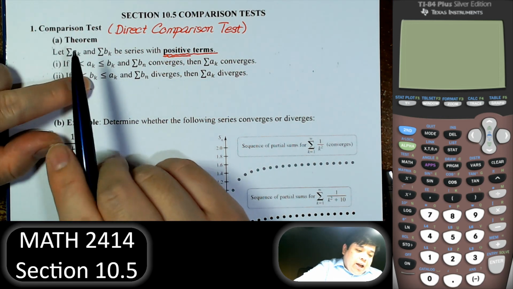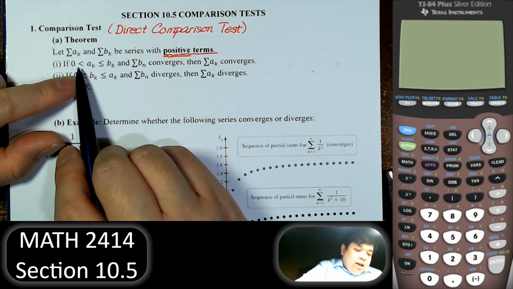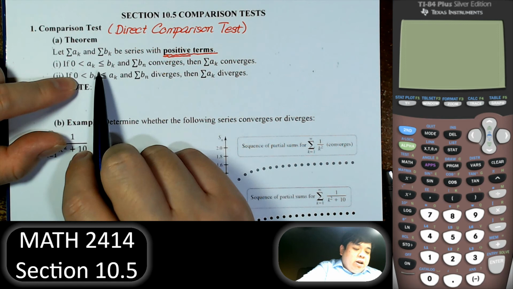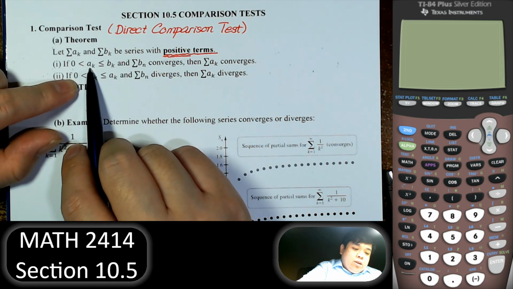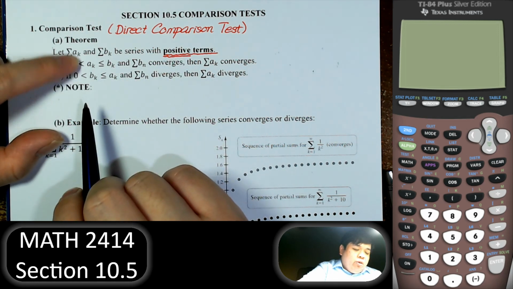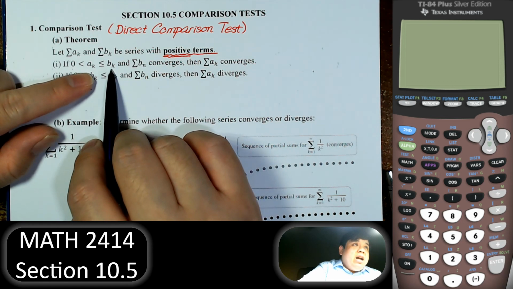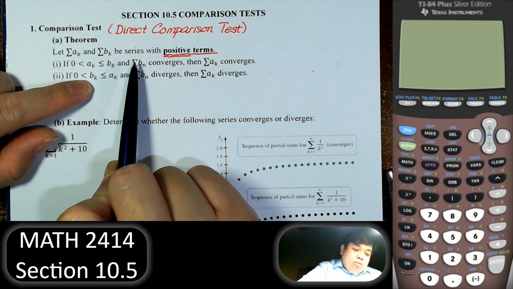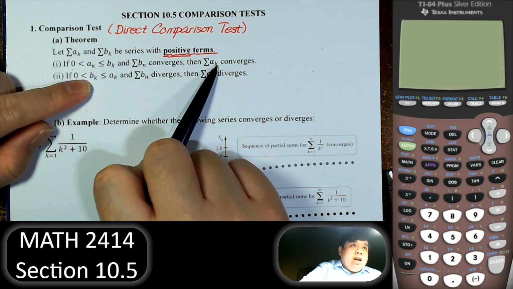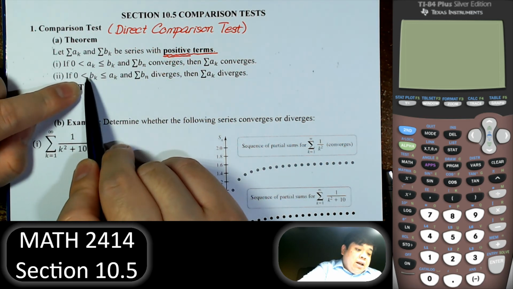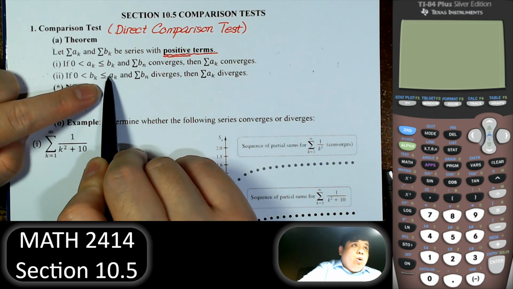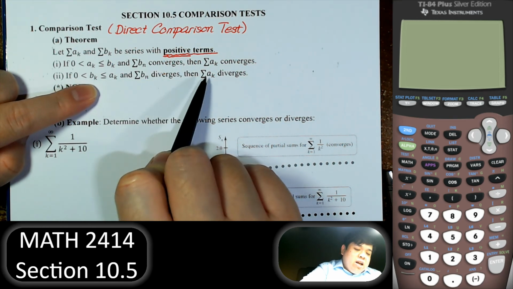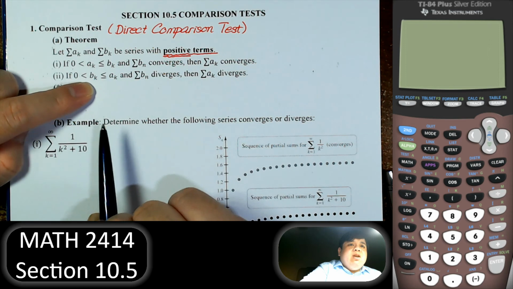Now, because they're positive, that's not really important for the 0 here, but if b of k is greater than or equal to a of k, and b of k is convergent, then a of k is convergent. And if b of k is less than or equal to a of k and b of k is divergent, then a of k is divergent.